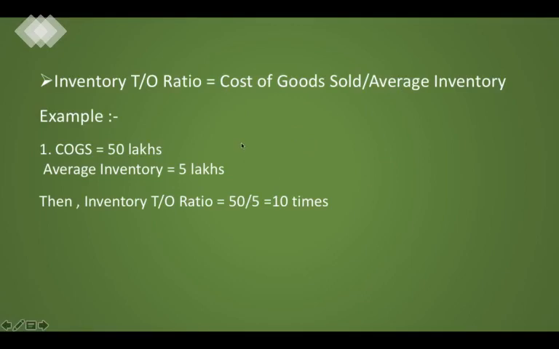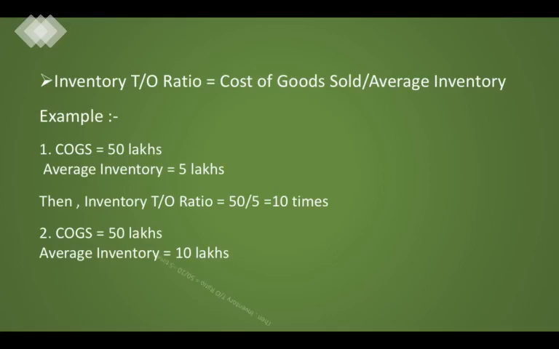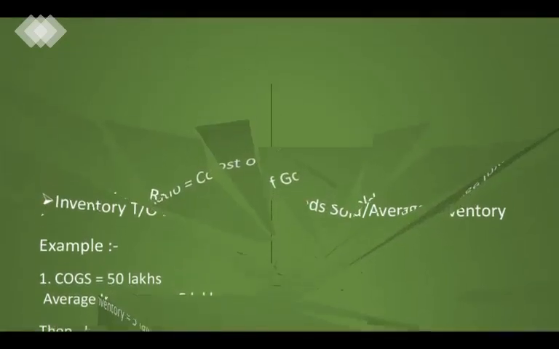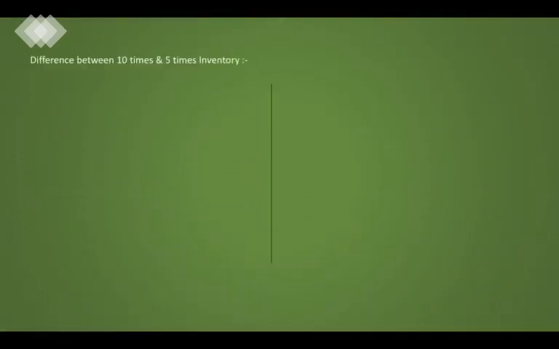Now we'll go with some other example. Suppose cost of goods sold in this case is also 50 lakh rupees. However, the average inventory is, suppose, 10 lakh rupees. So as per the formula, the inventory turnover ratio would come out to, you are correct, 5 times. Now what does this 10 times and 5 times signify? What inferences can we draw from this 10 times and 5 times? So guys, let me tell you that we are going to learn the difference between these two.